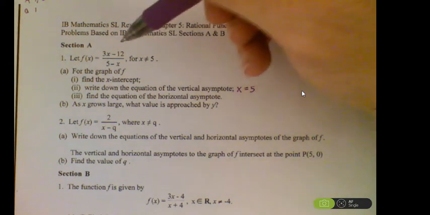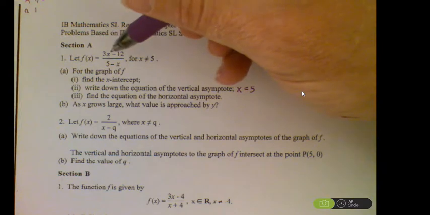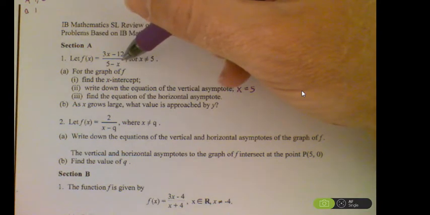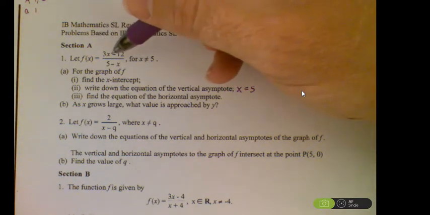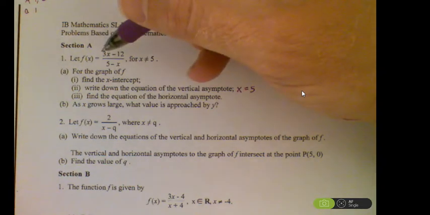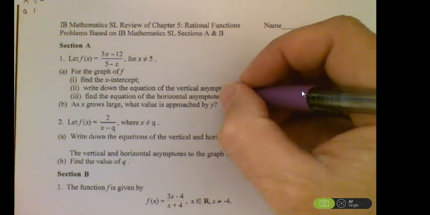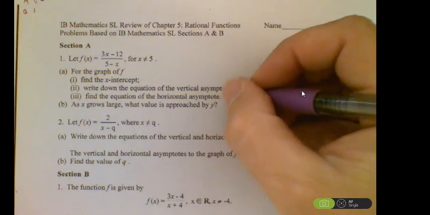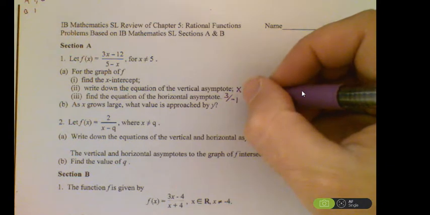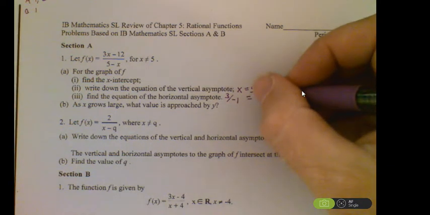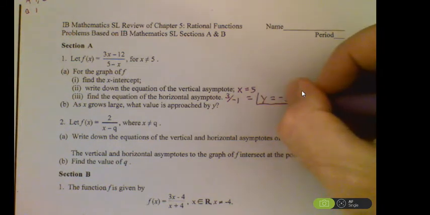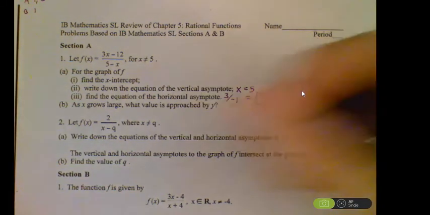Really the easiest way to do that in a rational function where the top exponent is equal to the bottom exponent, this is x to the first, this is x to the first, all you have to do is divide their coefficients. So coefficient on top is a 3. The coefficient on bottom is -1. So if I just divide those, then I can see that where y equals -3 would be my horizontal asymptote.